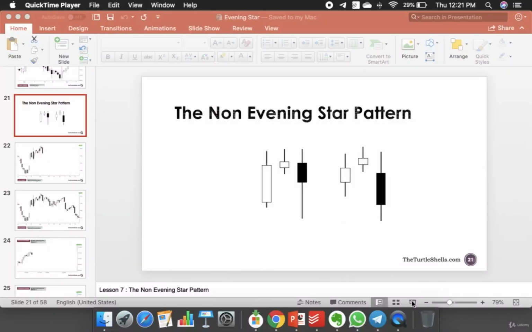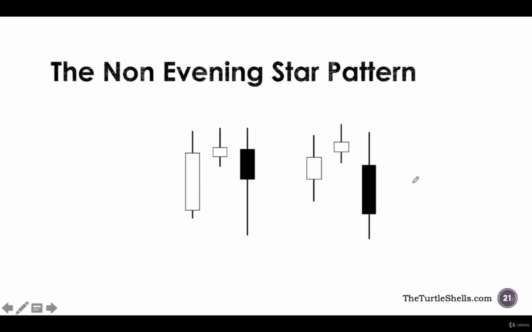Alright, now let us have a look at patterns which are not evening star patterns. So in this case, first of all, the real bodies are touching, so that doesn't make it a classic evening star. Secondly, the black candle has not closed below the midway of the prior long white candle. So that's a problem with this. It's not an evening star.